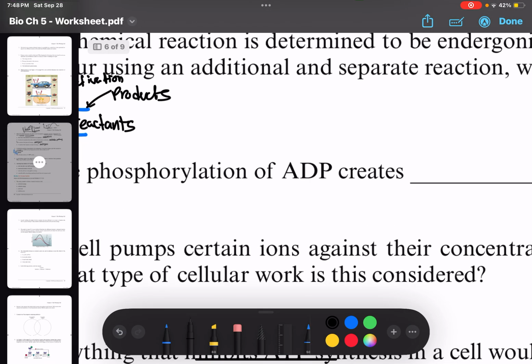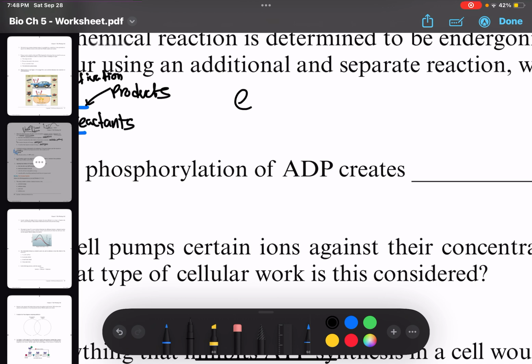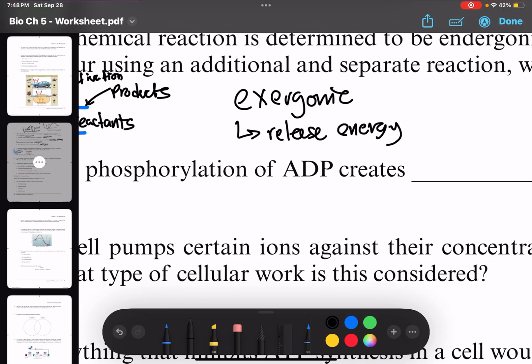Let's say there's a reaction that's exergonic here, okay? So an exergonic reaction means it's going to release energy. So what does that mean? Exergonic means releasing energy. We would take that released energy.